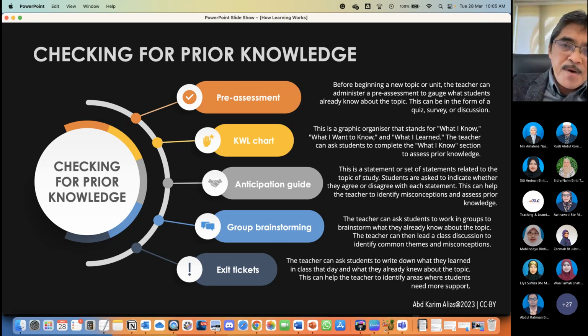We don't just campakkan, throw them into the hot water or into the pool and expect them to swim, because we don't know whether they can swim or not, right? Or maybe they can swim, but the skill is not enough for them to swim the whole length of the swimming pool, for example. Yeah. So checking prior knowledge also will enable us to check for misconception. We will know where they are, and now we can strategize. We can make a strategy now.